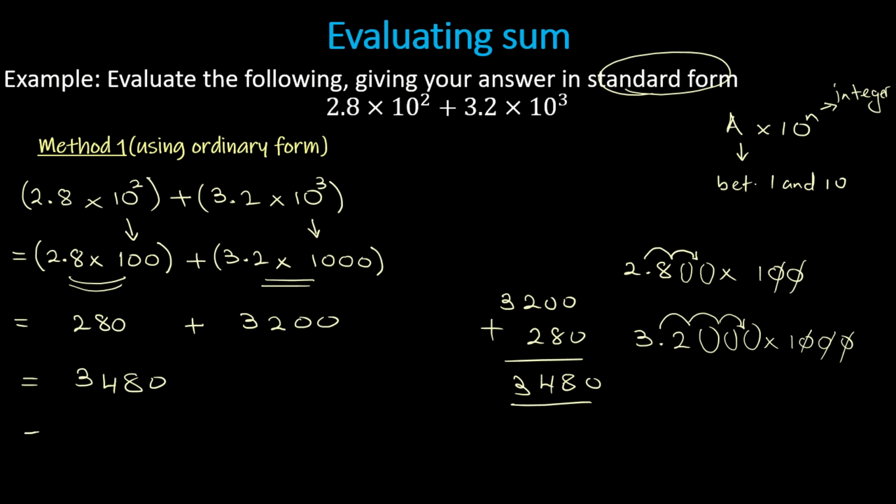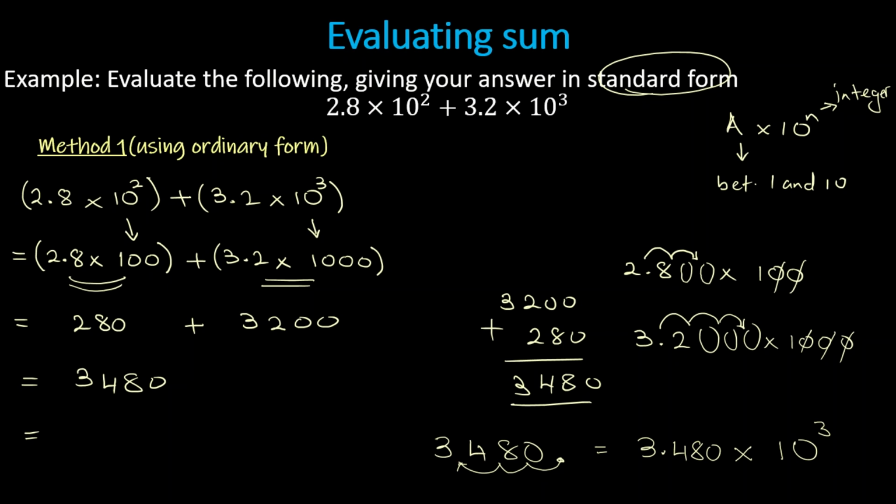and this number I convert it in standard form because the question says give your answer in standard form. So I have 3480, the decimal is here. I need to move the decimal till I reach a number between 1 and 10. 1 decimal place, 2 decimal places, 3 decimal places. So it is 3.480 times 10 to the power of, how many decimal places have we moved? 3 decimal places to the left, so positive 3.